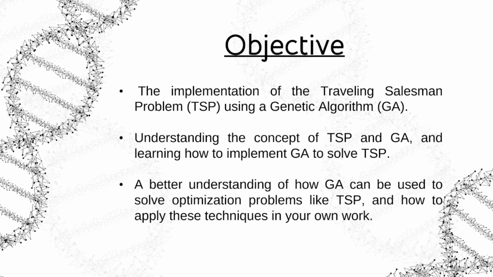Let's get started. The objective of my course project is to implement a genetic algorithm to solve the traveling salesman problem. This involves understanding the concepts of traveling salesman problem and genetic algorithm, as well as learning how to apply genetic algorithm to solve optimization problems like TSP.